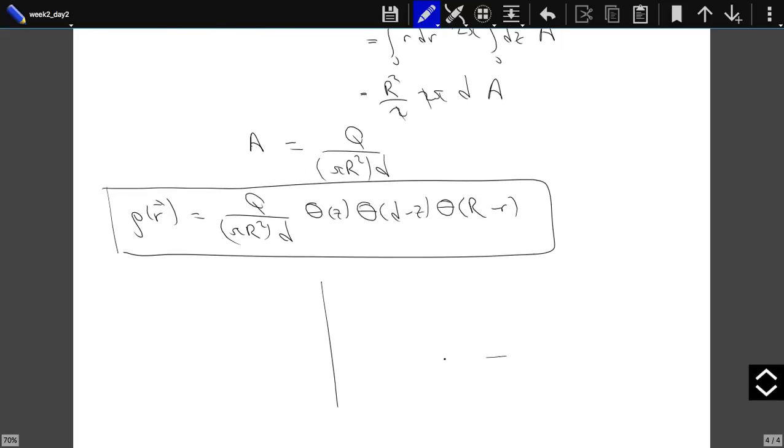Now, to see what the charge density becomes when d goes to 0, let's look at the z dependence of this function. So let's just look at theta of z, theta of d minus z, divided by d. Let's look at this function. If z is less than 0, it is 0. So here it is 0. If z is larger than d, it is again 0. In between, its value is 1 over d.